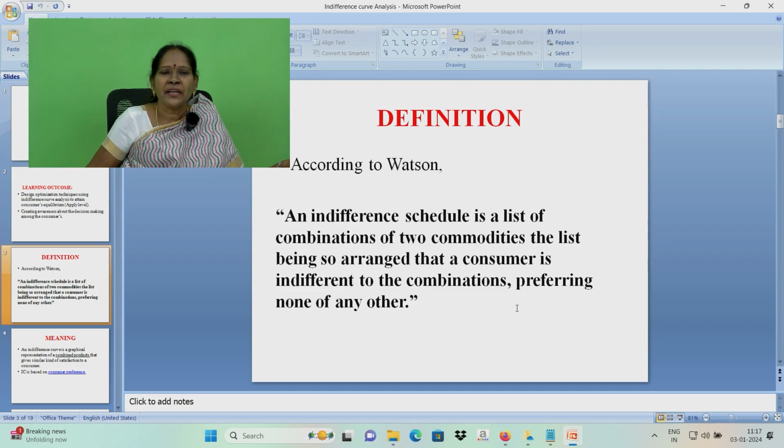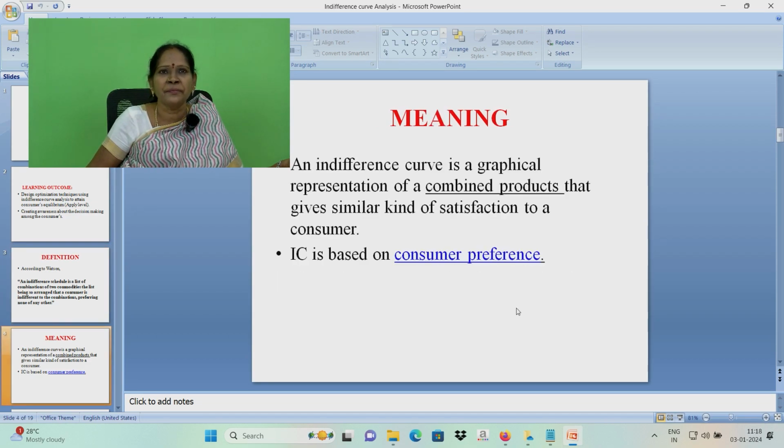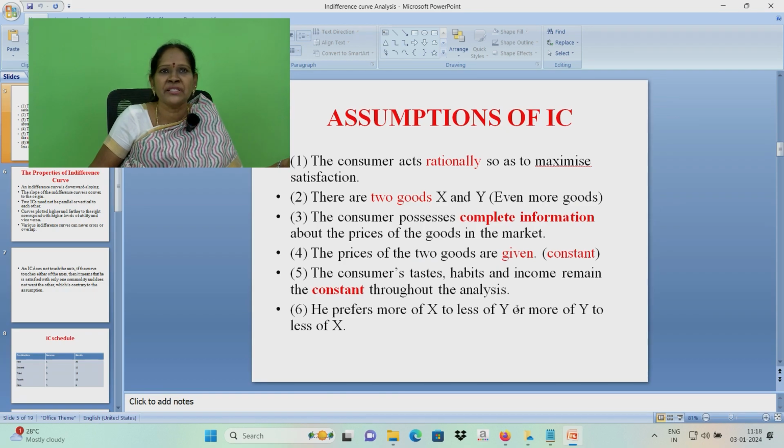According to Watson, an indifference schedule is a list of combinations of two different commodities, the list being so arranged that a consumer is indifferent to the combinations, preferring none to any other. An indifference curve is a graphical representation of combined products that give a similar kind of satisfaction to a consumer. It means the consumer will get the same level of satisfaction when using two different combinations. It is based on the consumer's scale of preference.